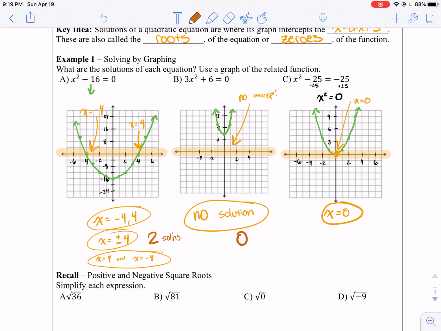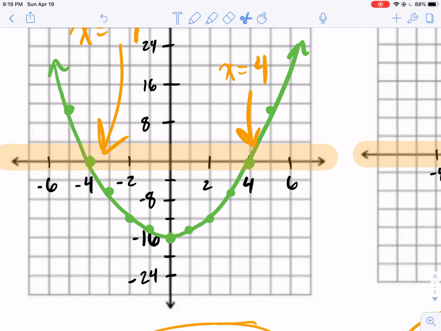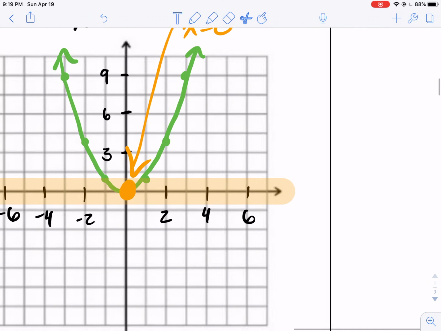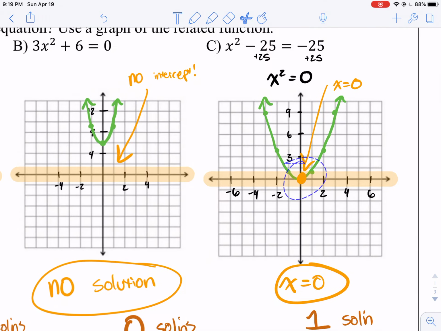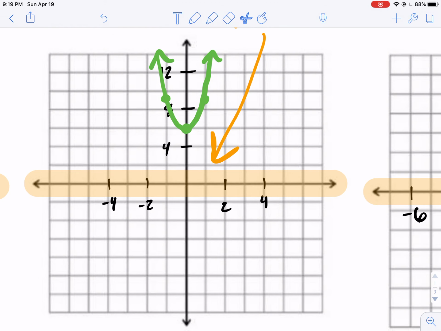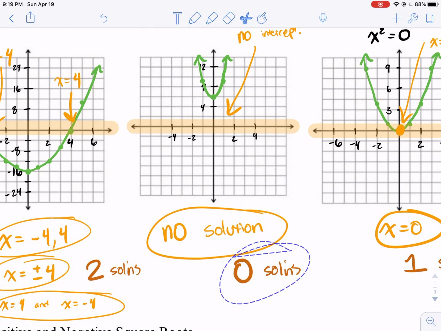This one had 0 solutions. And this one had 1 solution. So sometimes you'll have a graph that intercepts twice, once here, once here. That graph will have 2 solutions. You can have a graph like this one that intercepts the x-axis once, like here. That has 1 solution. And this one intercepts the x-axis 0 times, so it has 0 solutions.